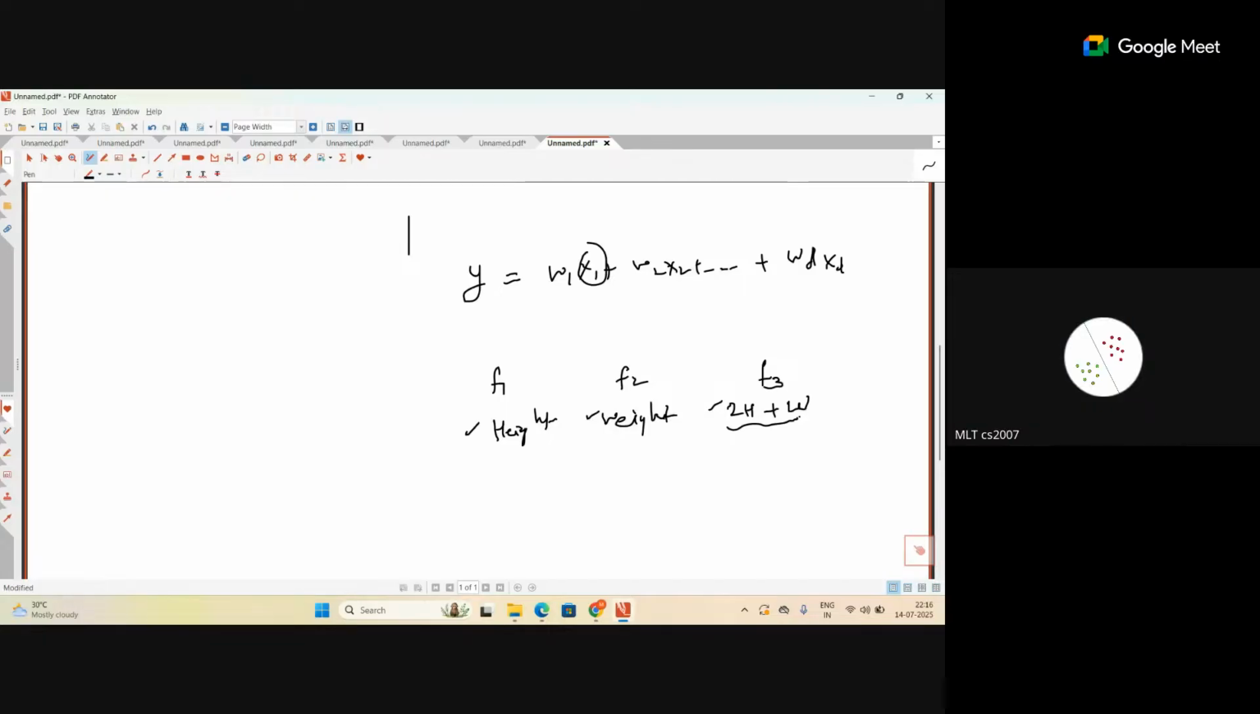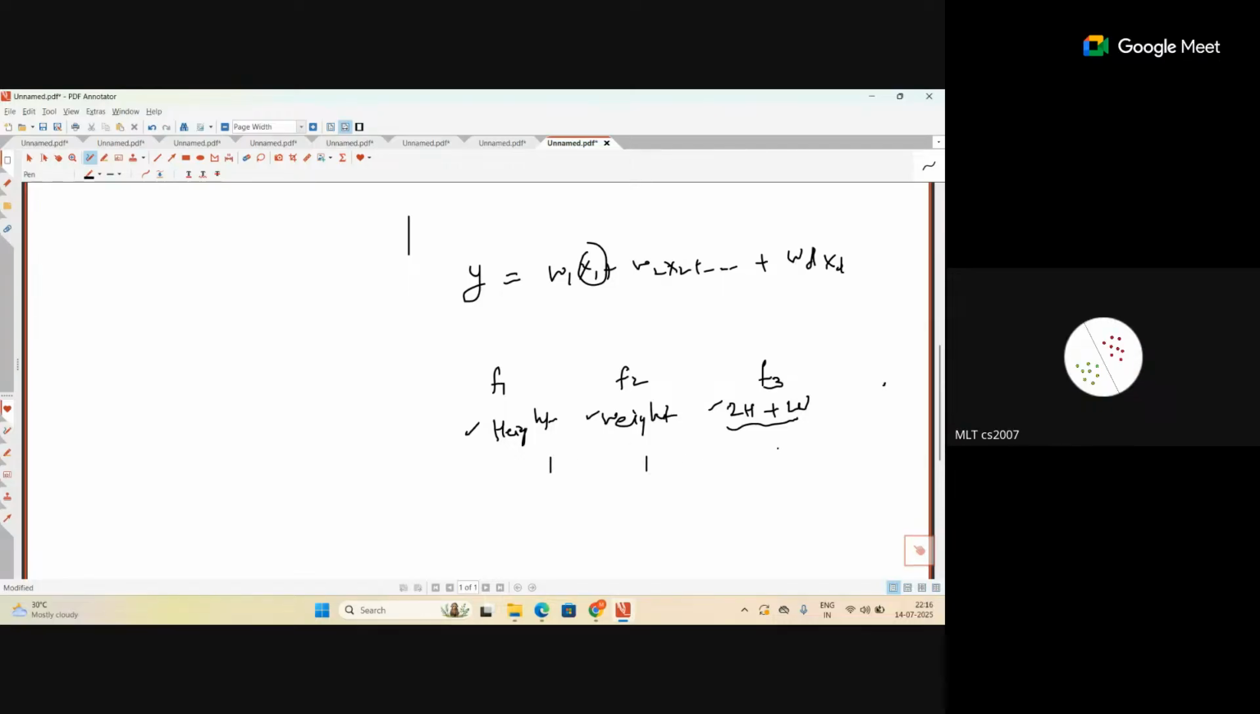Because it's a redundant feature, right? If my y is dependent on height and weight, this is also translating the same thing. It can be expressed as a combination of the first two features, right? So why do we need that? In linear regression, you are giving some importance to that.